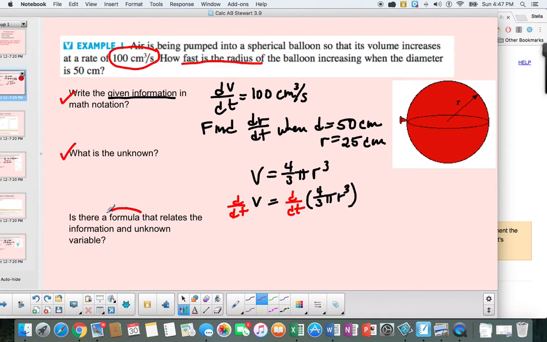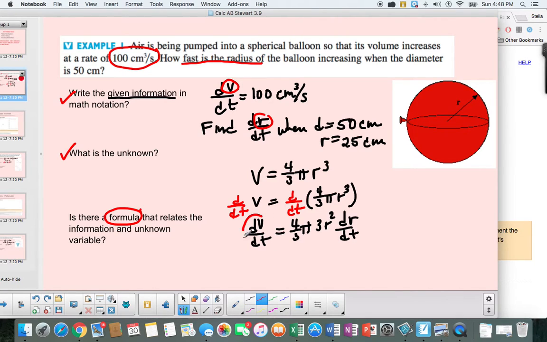We want to use a formula that relates the information, one that uses V and R. That will be the volume formula for a sphere. I want to take the derivative with respect to time on both sides. This is going to require implicit differentiation. So this will be dV/dt, and then this is a constant, so I'll just write 4/3 pi. Now I'm going to treat r as a differentiable function: 3r squared times dr/dt.